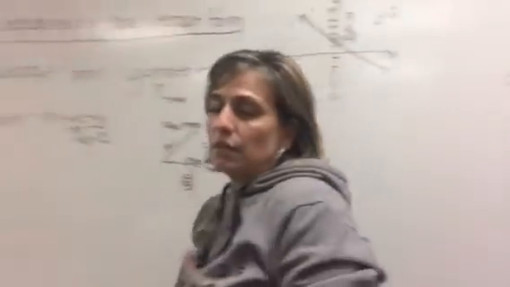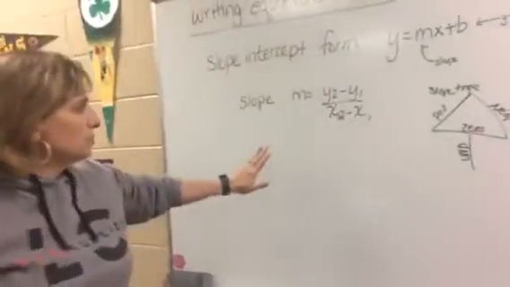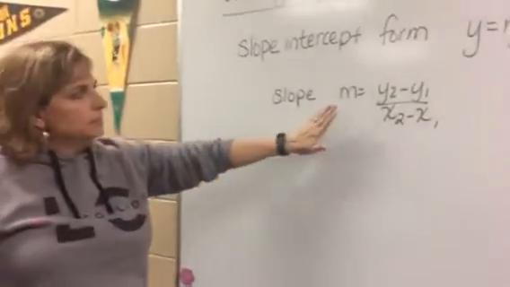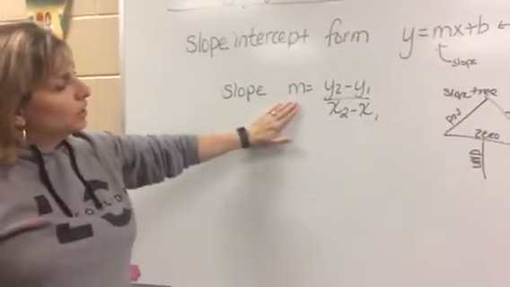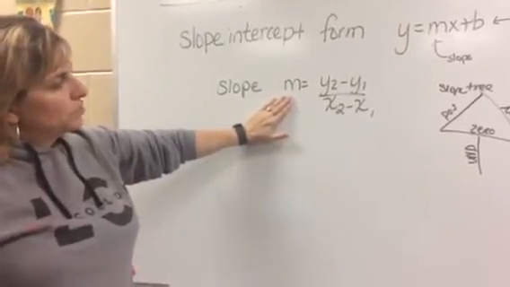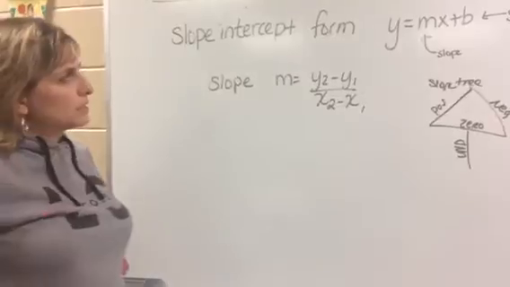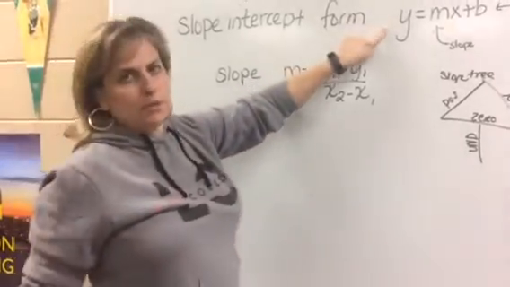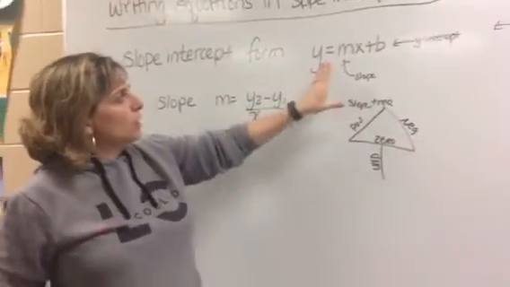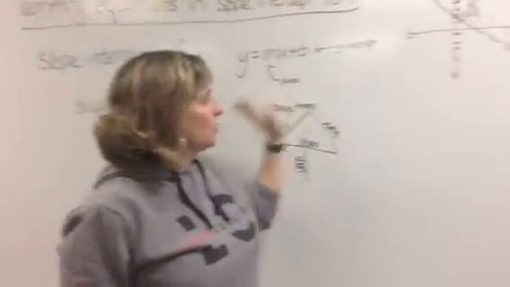Okay, the other formula that you'll use in today's lesson is your slope formula. m equals y2 minus y1 over x2 minus x1. These two things need to be memorized, so make sure you know both of these formulas.